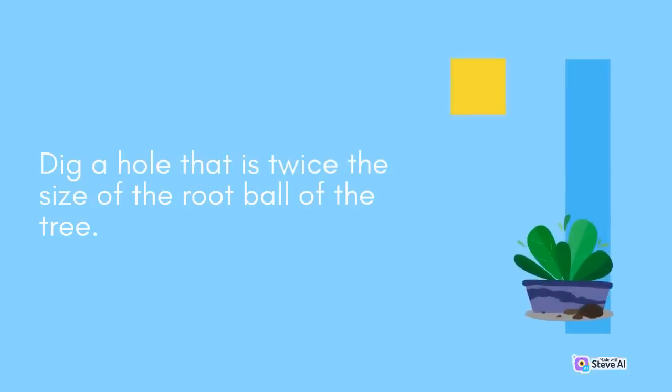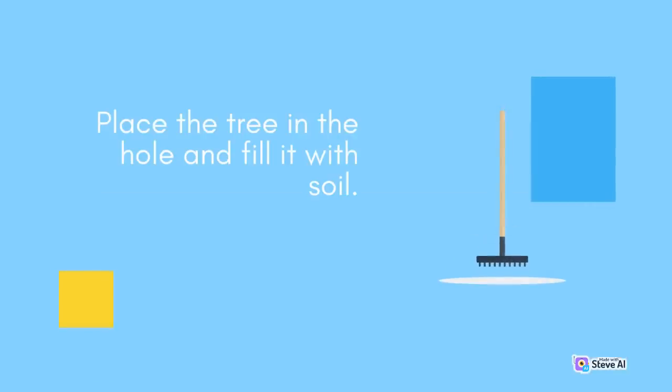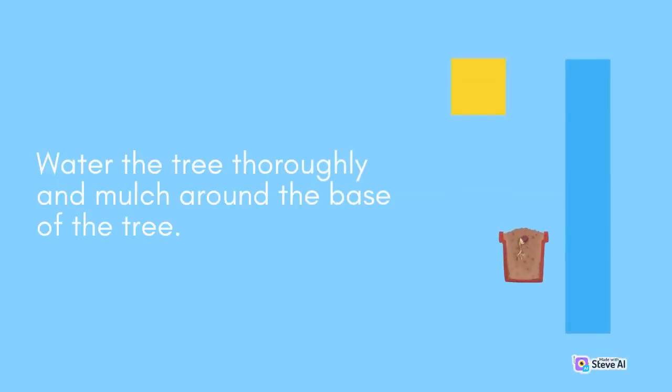Dig a hole that is twice the size of the root ball of the tree. Place the tree in the hole and fill it with soil. Water the tree thoroughly and mulch around the base of the tree.